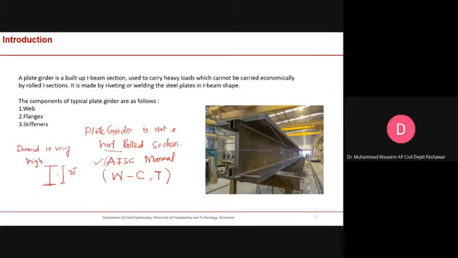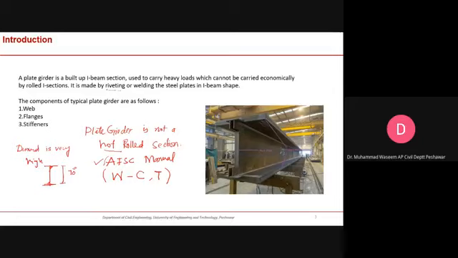So what you are going to do: if you cannot find a suitable section in the manual, then you have to go for this built up section. Built up section means that this web and this flange have to be welded together or riveted together in order to construct this type of section. This type of section is called a plate girder, and the different components of the plate girder are brought together with the help of some connecting techniques.